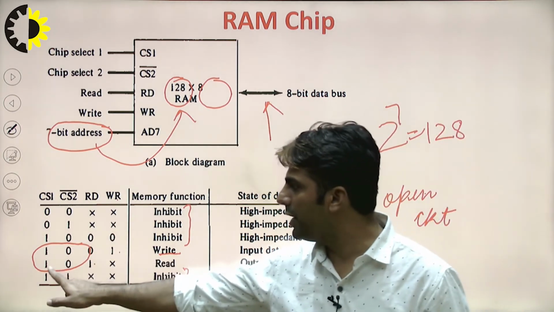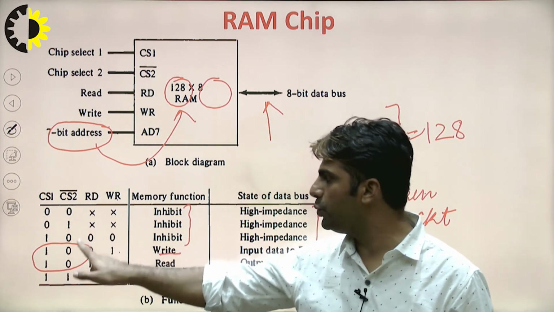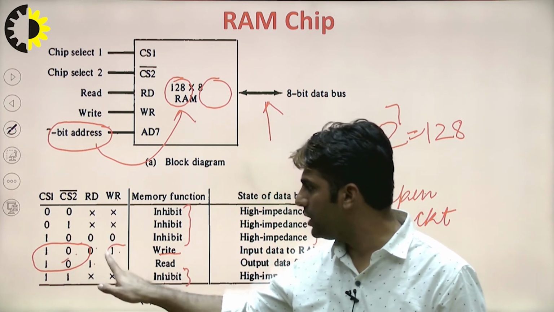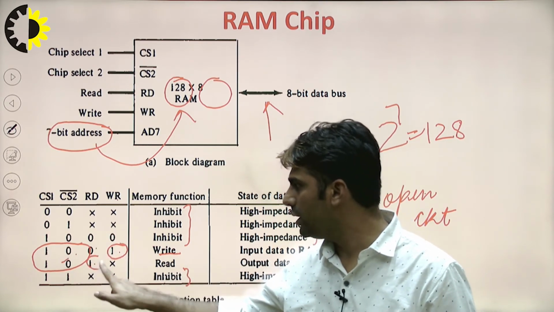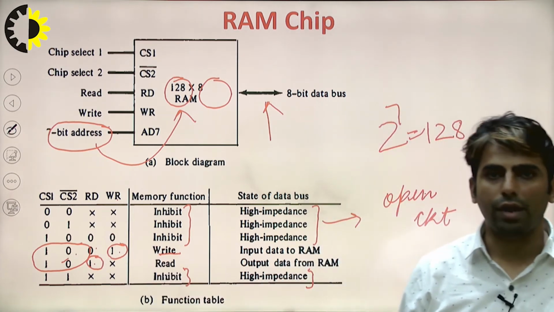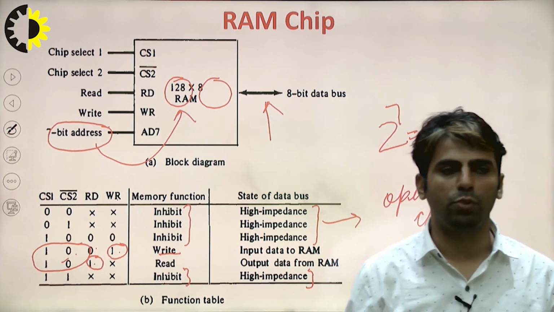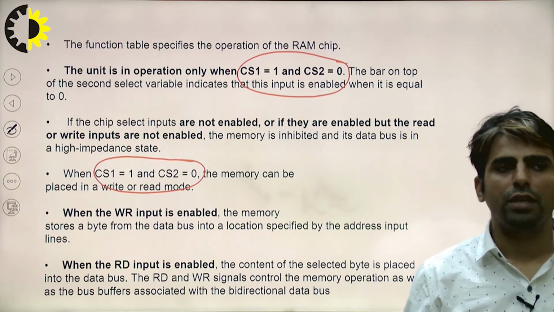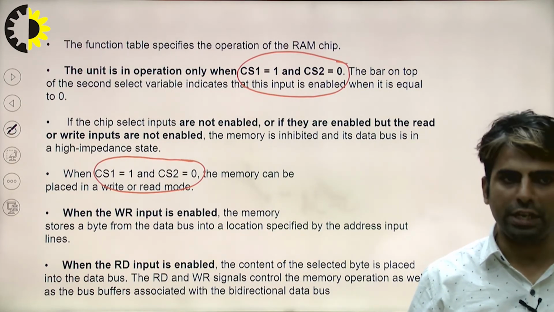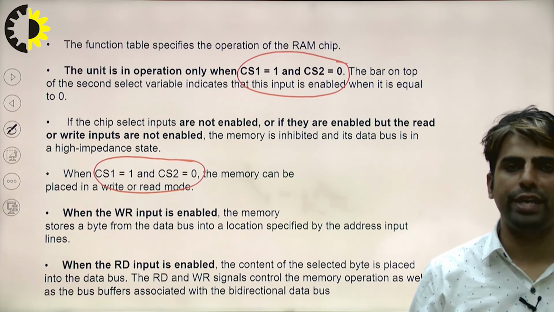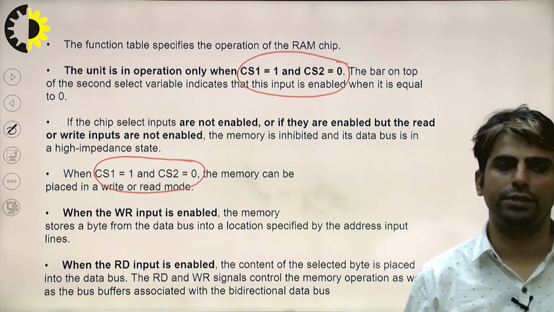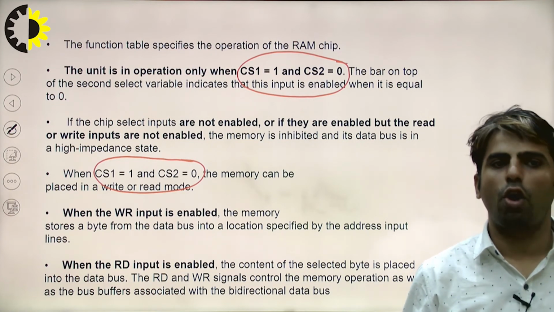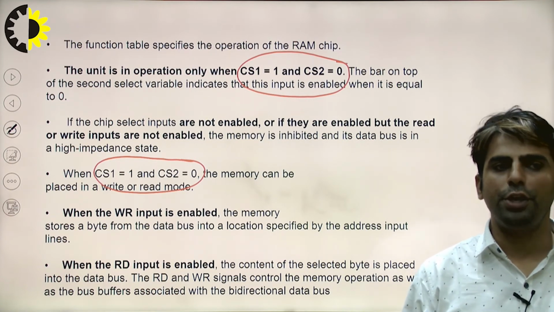When CS1 is equal to 1 and CS2 is 0, it can be placed in either read or write mode. When the write input is enabled, the memory stores a byte from the data bus into a location specified by the address input lines. And when the read input is enabled, the content of the selected byte is placed onto the data bus.